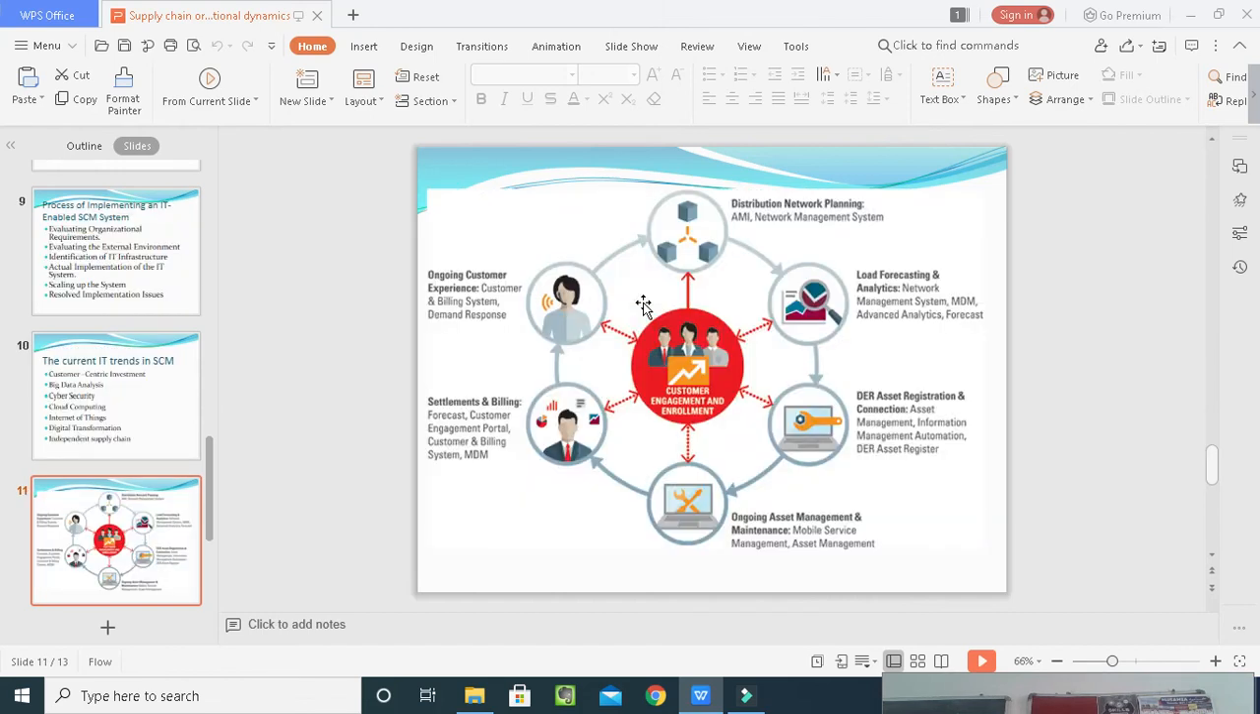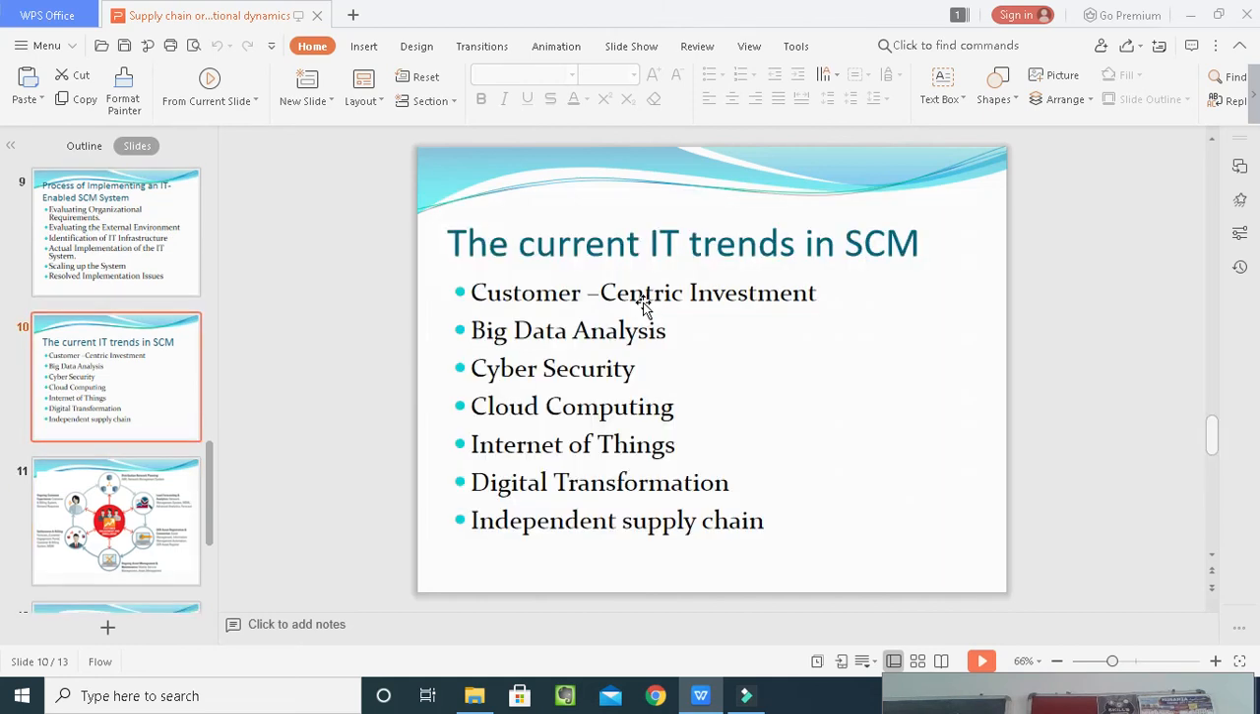What does it mean? The customer-centric organizations consist of ongoing customer experience, settlements and billing, ongoing asset management and maintenance, their asset registration connection, load forecasting, and distribution. All these things will take place.